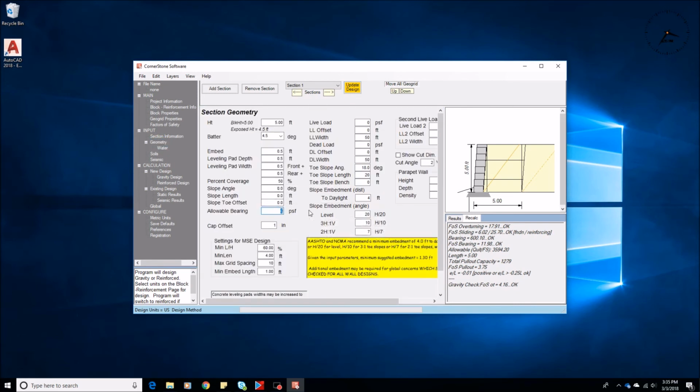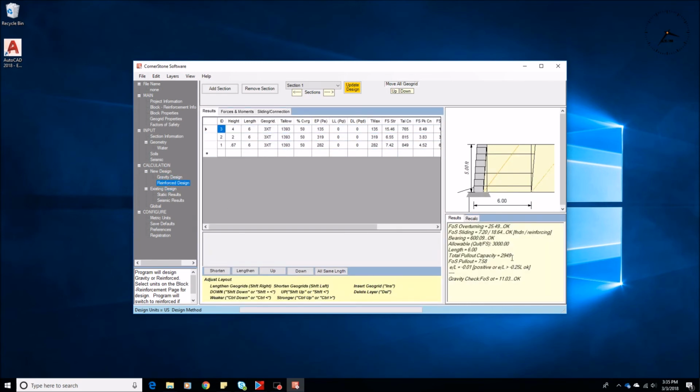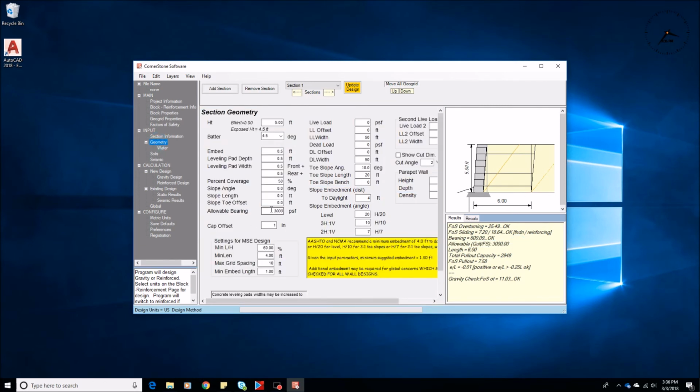Allowable bearing. Many times a geotech report will come out and say the allowable bearing is 3,000 pounds per square foot. We can input that here. It doesn't do anything to the calculations, but what it does, it shows the allowable bearing of 3,000. If your applied bearing is over 3,000, it would show you a flag as no good. So it becomes just really an indicator flag down here. I think that was it.